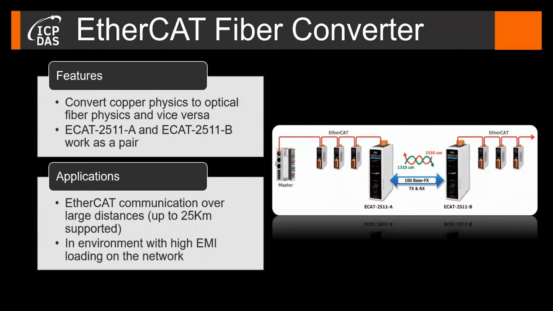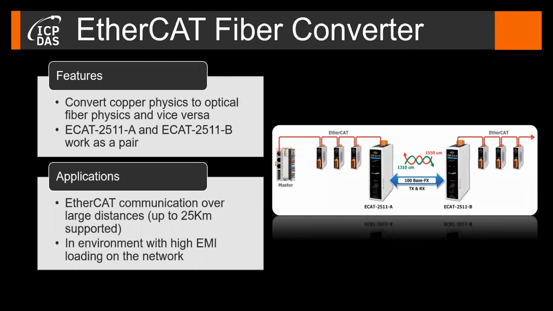ICP also offers an EtherCAT fiber converter, which converts a copper signal into a fiber optical signal. The main application is to bridge larger distances between the slaves. Up to 25 kilometers is possible between slaves. In addition, it reduces the influence of electromagnetic interference in an EtherCAT network to ensure stable operation in industrial environments with harsh electromagnetic disturbances.